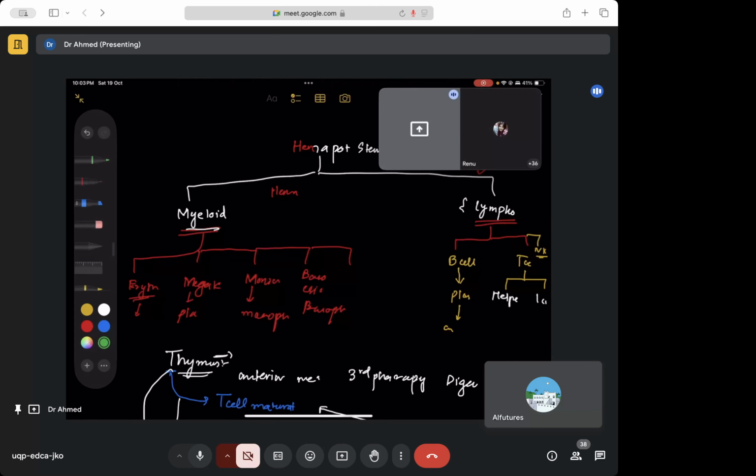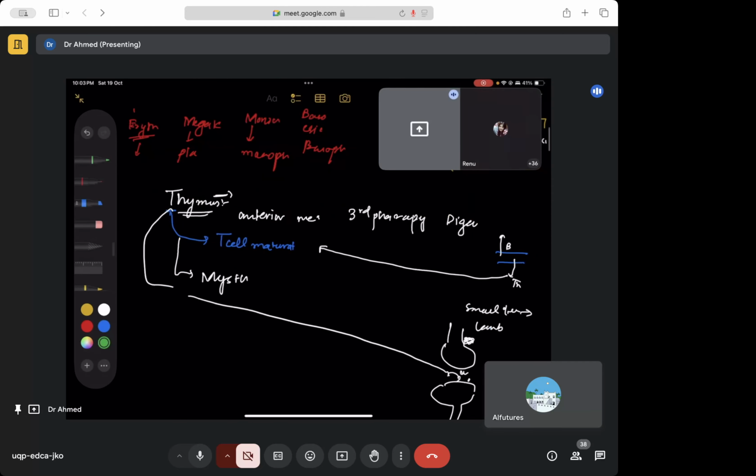From the myeloid lineage, which kind of cells are going to come out? The erythrocytes, the megakaryocytes, the monocytes, the basophils, eosinophils. Perfect. From the lymphoid lineage: B cells, T cells, NK cells. Okay, perfect. Can you tell me about the thymus? Where is the thymus present and which pathology is associated with it? The thymus is located in the anterior mediastinum, and it is derived from the third and fourth pharyngeal pouch.